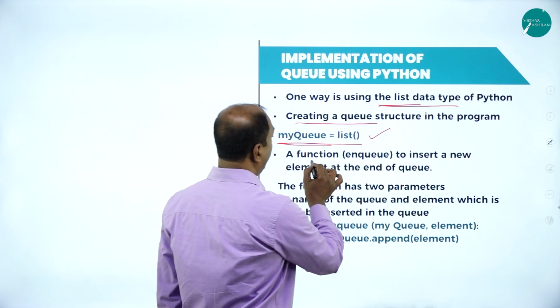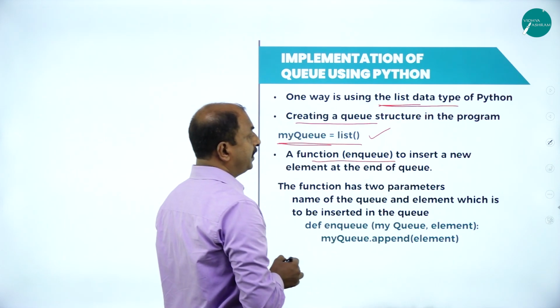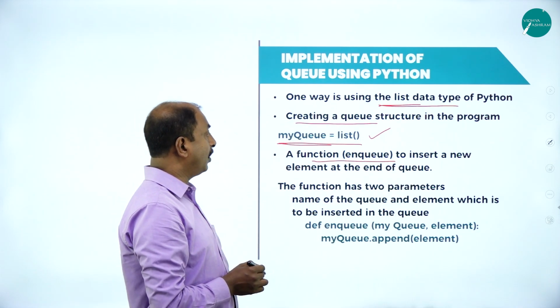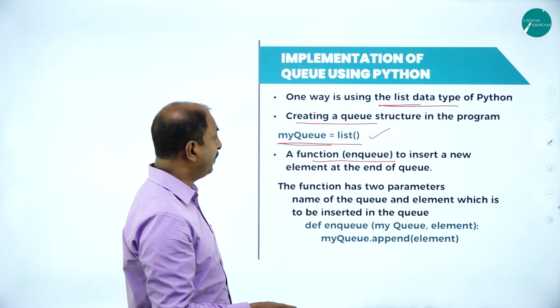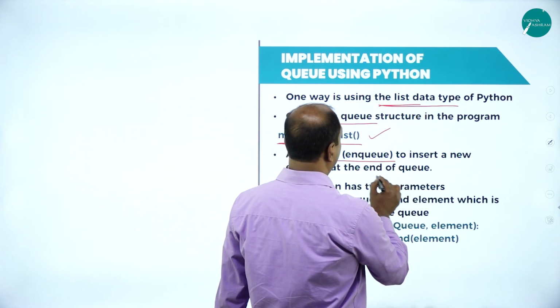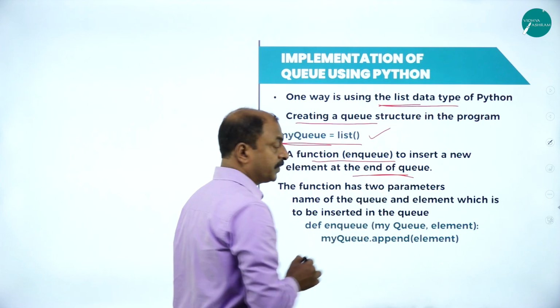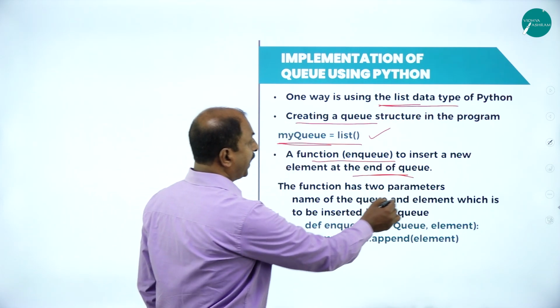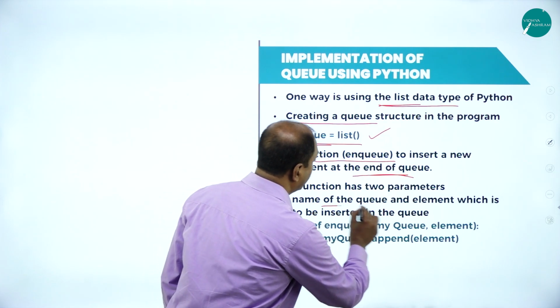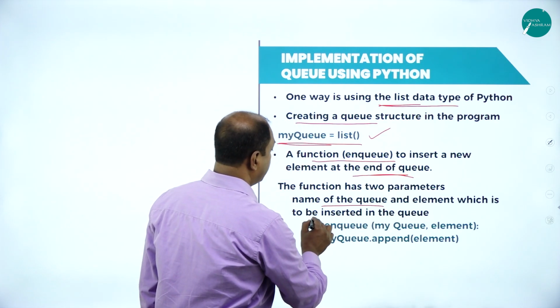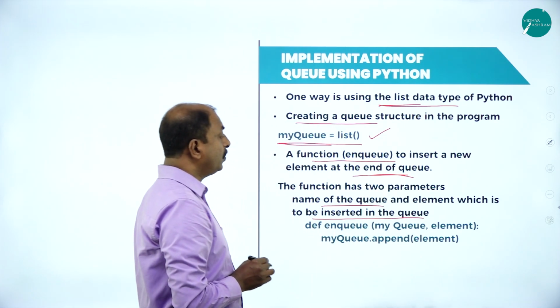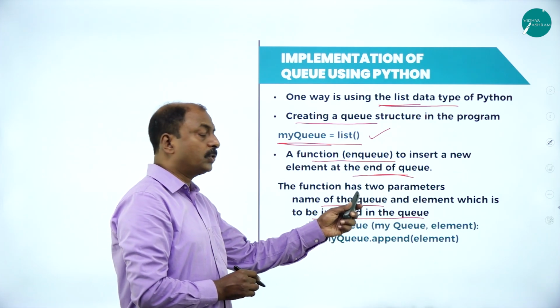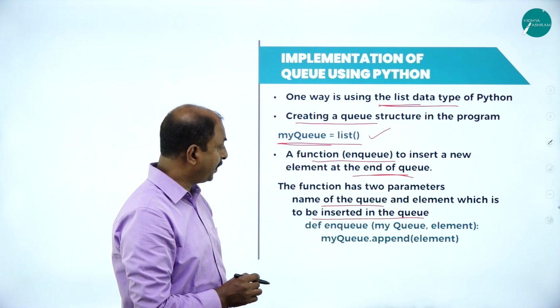Second one is the function NQ. What is NQ? NQ is nothing but an operation to insert a new element at the end of the queue or at the rear pointer. So here this function has two parameters. One is the name of the queue and the other is the element to be inserted in the queue. So this syntax takes two parameters. Now look at the example.